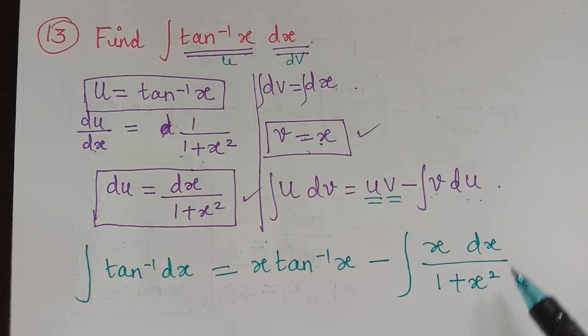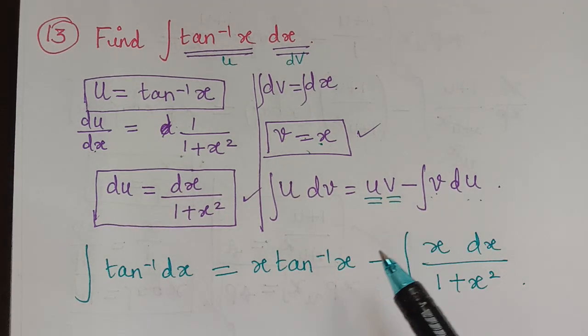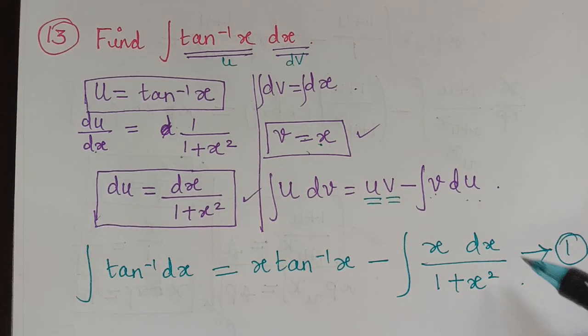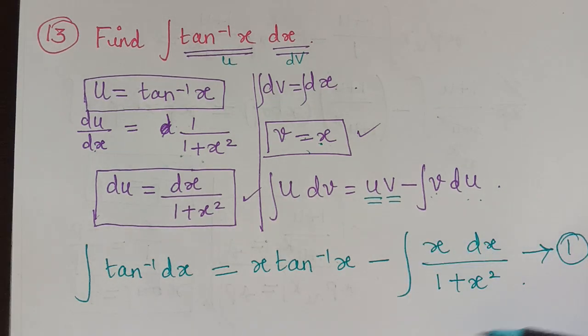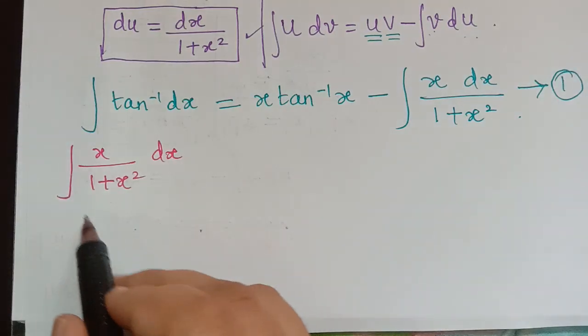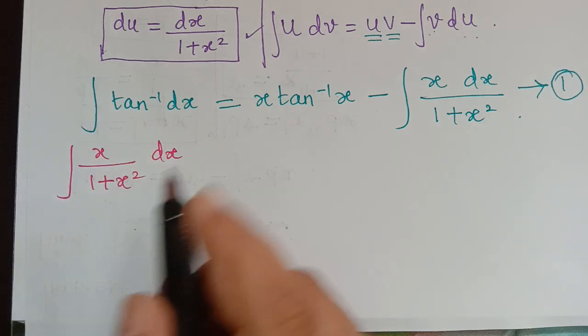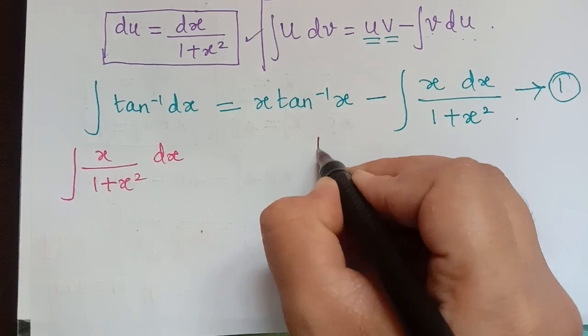Now this integral we have to evaluate separately by using the method of substitution. So let me mark this as equation 1 and take this integral separately and evaluate it. To evaluate this integral, we will be using the method of substitution. So what is the substitution that we will be making?